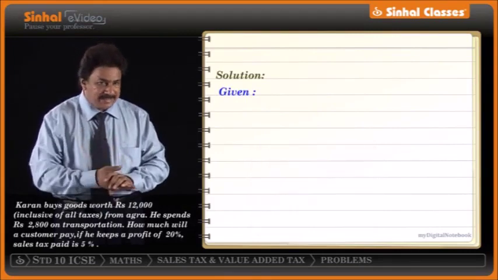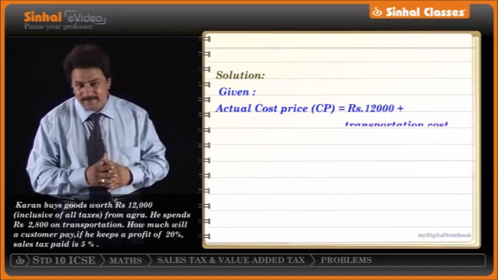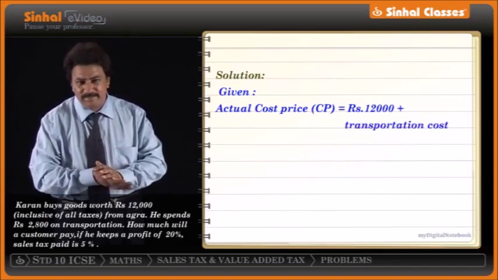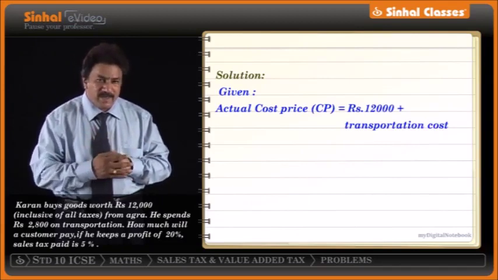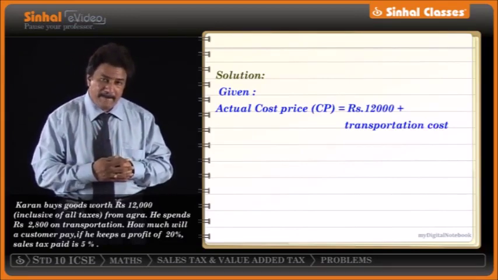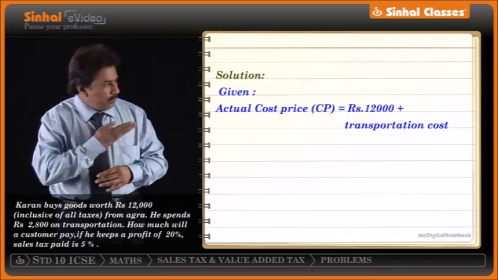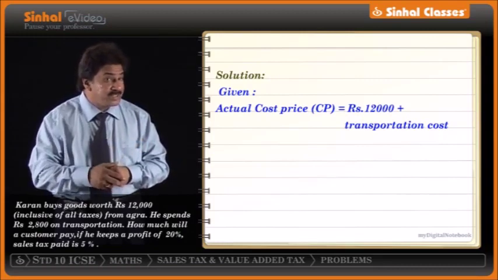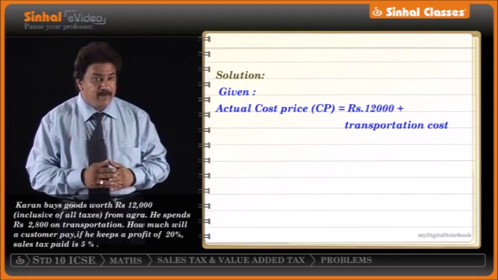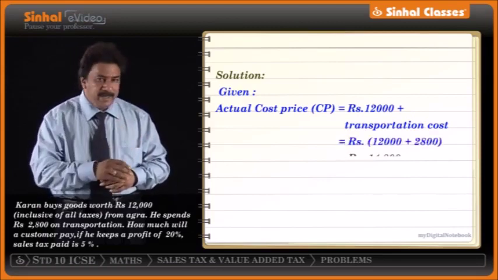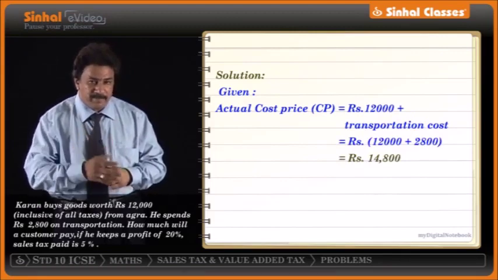Let's go find the cost price. Cost price is what? 12,000 plus the cost of transportation. This is the actual cost price. He bought the goods for 12,000, but the transportation cost of 2,800 has been incurred. Now the cost price is no more 12,000. The actual cost price will be 12,000 plus the cost of transportation, that is 2,800. If I add them together, I get 14,800. Now 14,800 is the cost price for Karan.